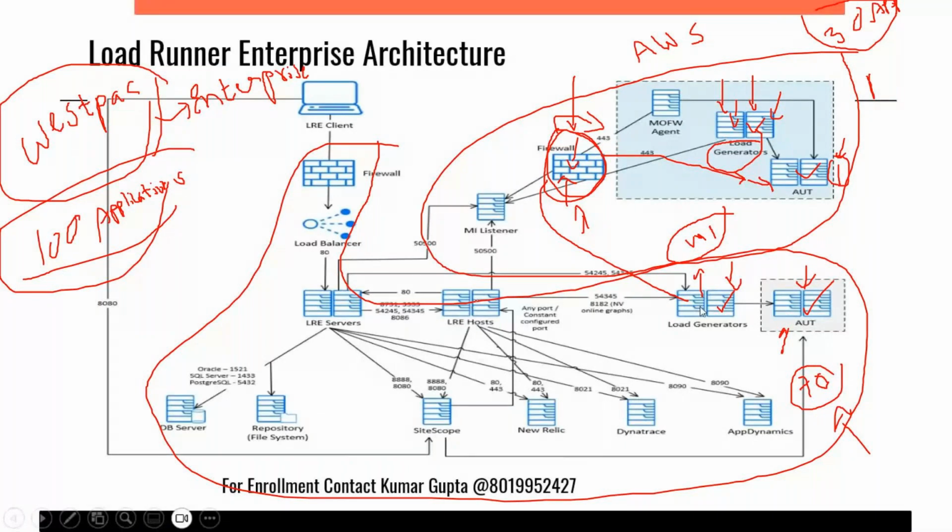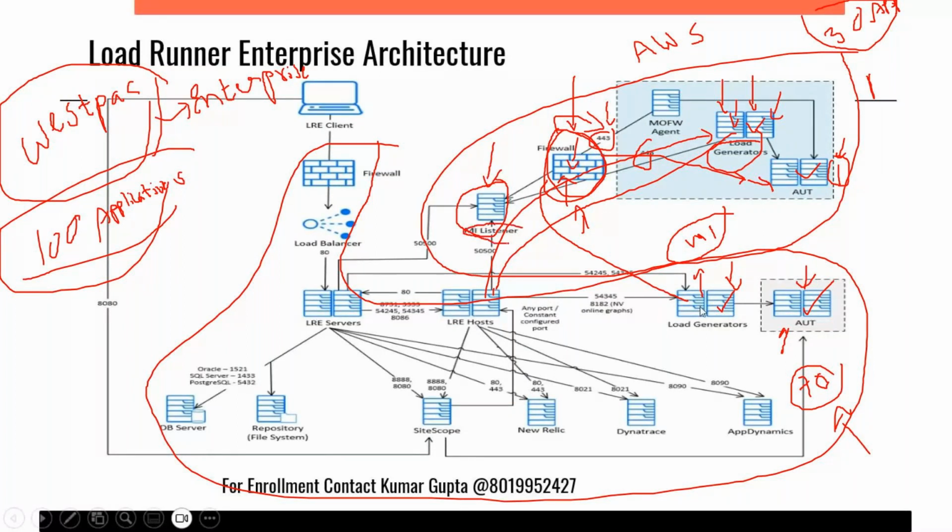So there should always be some communication happening between these two, but there is a firewall which is restricting it. Sending is okay, but while the LG needs to communicate back to the controller, you need something called an MI listener to listen over this port called 443. There is a port called 443 with which the LG is communicating with this LRE host.